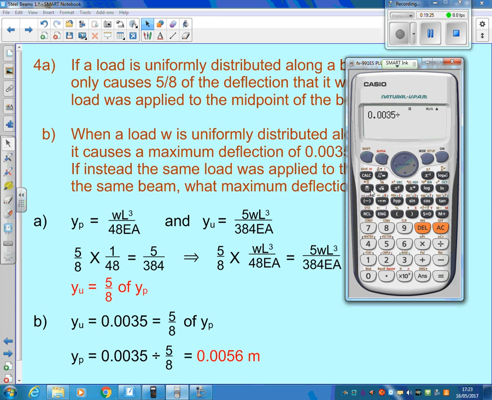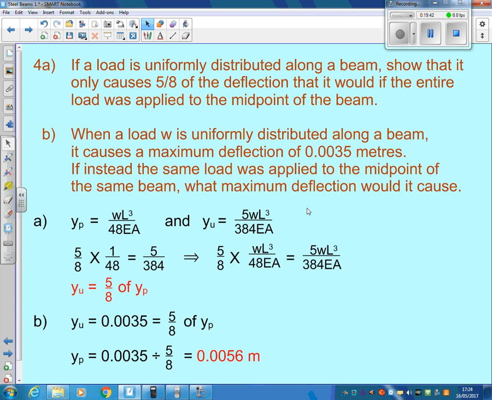Let's have a look at what happens. 0.0035 divided by 5 over 8, because I'm working the other way, is 5.6 times 10 to the minus 3, and that's exactly the same as that. I could have left it as 5.6 times 10 to the minus 3. I've written it this way so you can easily compare it, and you can see there's a final little check. Remember, if the load is applied at a point, it would cause a greater deflection if it's all concentrated on one point. So that number should be bigger than that. And you see it is.